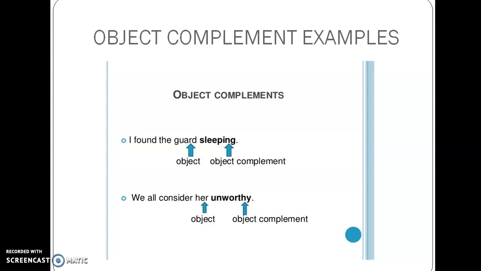We all consider her unworthy. We is the subject. Consider is the verb. Her is a direct object. We all consider whom? Her. And what do we consider her? Unworthy. Unworthy is telling us more about her. It is telling us more about the object her. So unworthy is the object complement. Subject complement tells us about the subject. Object complement tells us about the direct object. And it will always be after the direct object because it is adding information about it.